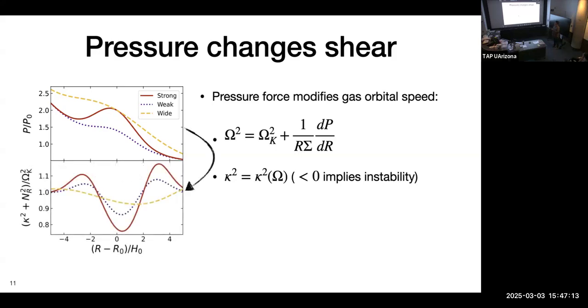And I can translate this pressure gradient profile to a kappa squared profile. N_R squared is just another radial oscillation frequency. It's small, so we're going to ignore that. But as you can see here, the one that traps dust also has the most reduction in this kappa squared quantity. And we want kappa squared to be away from zero if we want stability. So this says strong dust traps tend to be unstable.